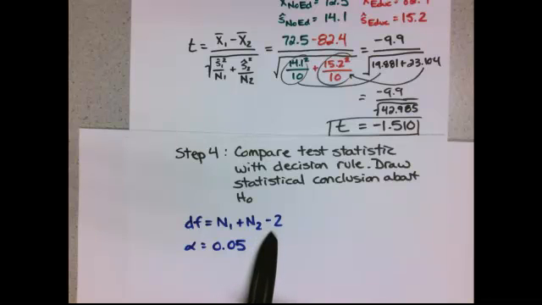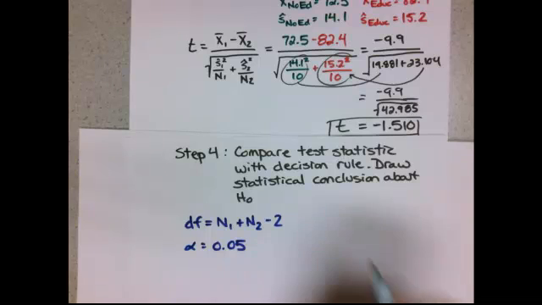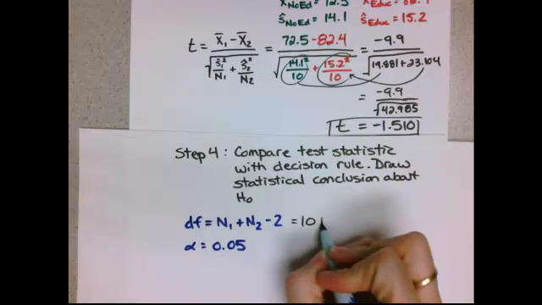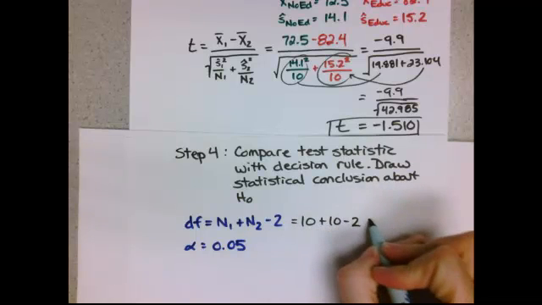And we lose 2 degrees of freedom because for each of these, we had to calculate a population mean. We had to estimate that. And because we had to estimate that from our sample, we lose 1 degree of freedom for each one. So that's why it's n1 plus n2 minus 2, because we had to estimate 2 means based on samples. Our alpha value is 0.05, and our degrees of freedom are going to be 10 plus 10 minus 2, which is equal to 18.